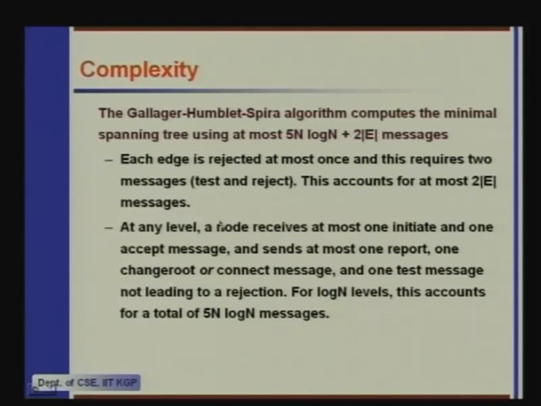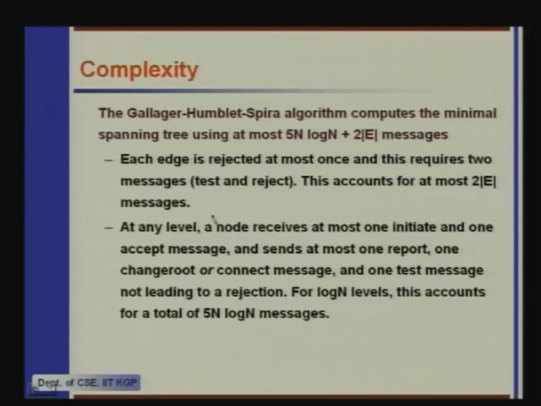A quick look at the complexity of the algorithm before we terminate. This algorithm computes the minimal spanning tree using at most 5n log n messages plus 2e messages, right. Now, look at the edges which are rejected. For these edges, once it is rejected, it is never considered again. So, it is rejected at most once, and this requires 2 messages, because we need to send a test message along that and get a reject message. So, this accounts for at most 2e messages for the reject ones.